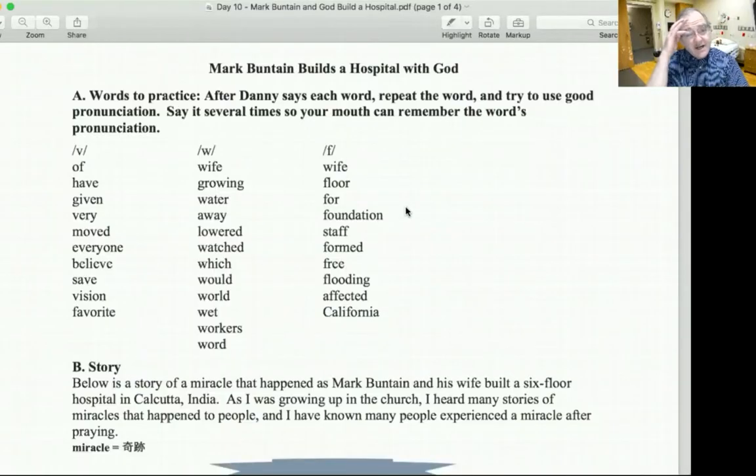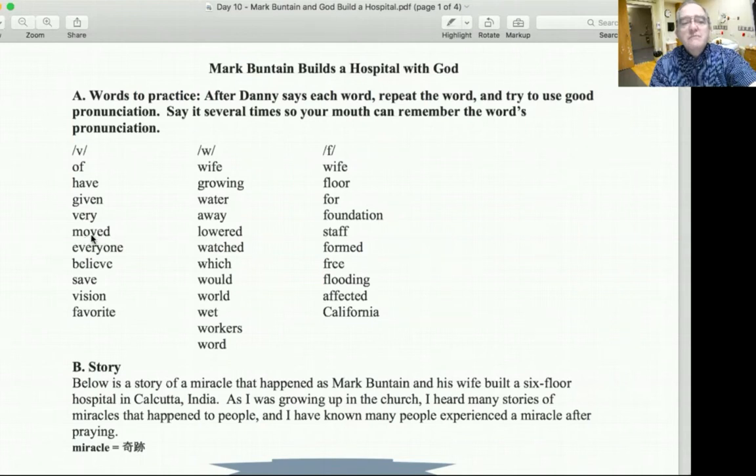All right, first of all, we're going to practice words with the V, the W, and the F. Are you ready? I want you to please repeat after me. Make sure that you have the correct V with the lips on the teeth, V sound. Ready? Of. Number 2, have. Number 3, given. Now get the good vowel sound. Given, given. Next we have very. Give me a good R sound and a good V. Very.